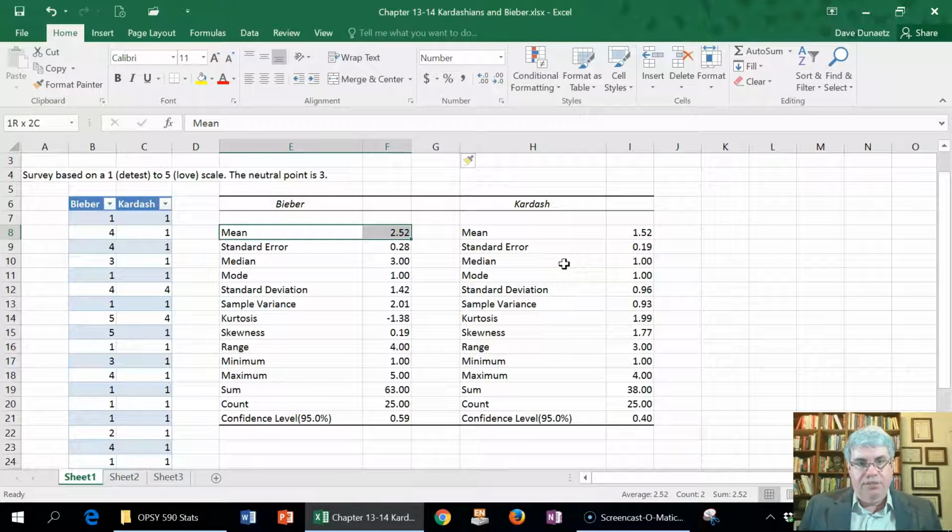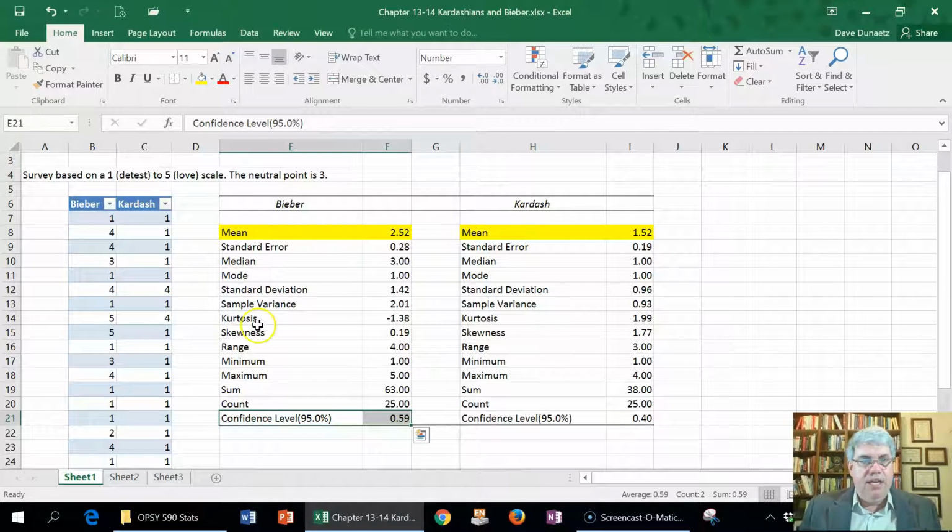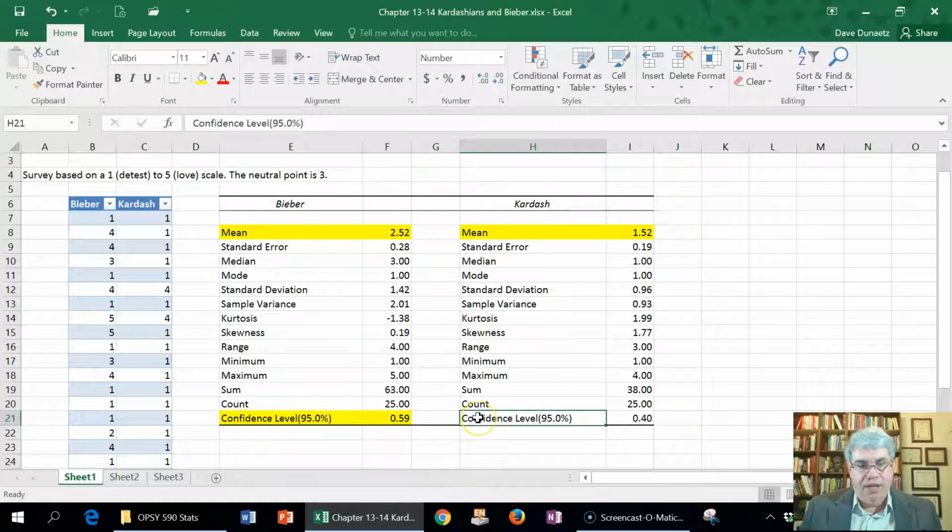So the mean for Justin Bieber is 2.52. So we've seen that before with the descriptive statistics. And for the Kardashians, it is 1.52. Now we could do a t-test, and actually a matched pairs t-test, to see if these two were significantly different. But we want to find what the true population mean is. So what we want to do is look at the confidence interval down here. It's 0.59 for Justin Bieber. So that means the true mean is 2.52 plus or minus 0.59. And for the Kardashians, it's 1.52 plus or minus 0.40.